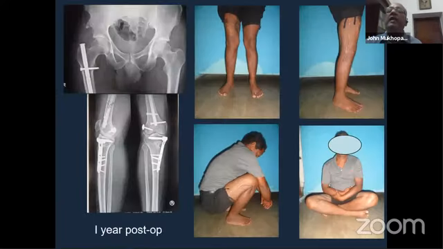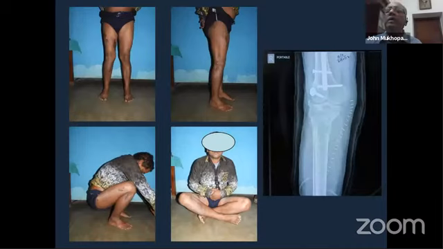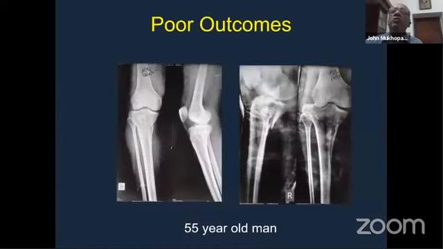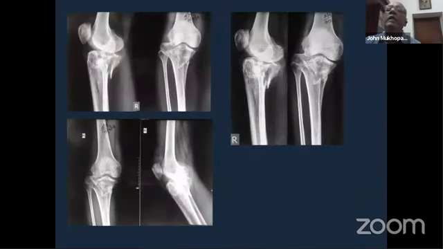And this is him at a year post-op, doing quite well. He had a bit of a wound problem on the medial side, late wound problem. So we removed the plate, but this is him at 2 years. He's got a good stable knee and a good range of motion. Unfortunately, everything doesn't go well in these, and some of these problems can be quite difficult to deal with.